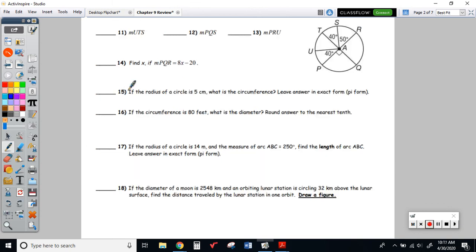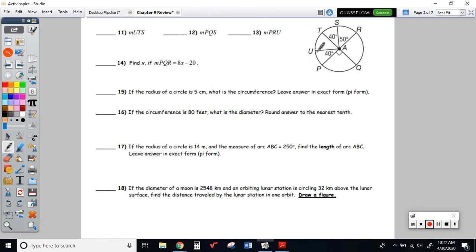Moving on to problems 11 through 18, the rest on page 1 if you're one of my students in class. The measure of angle UTS, we could put an angle symbol in there. I feel like there should be angle symbols in 11, 12, and 13, but sorry, they're just not there for whatever reason. So UTS, sorry I missed that.